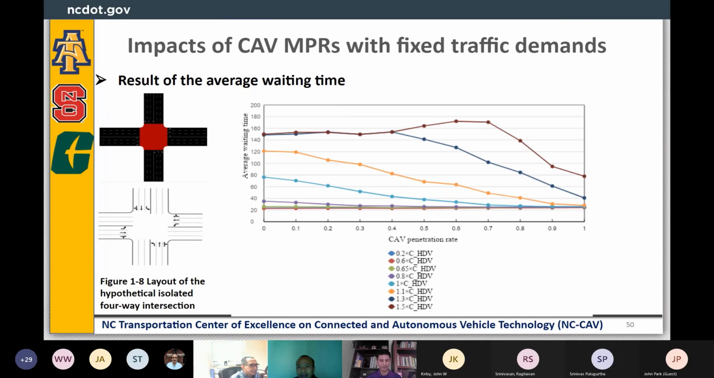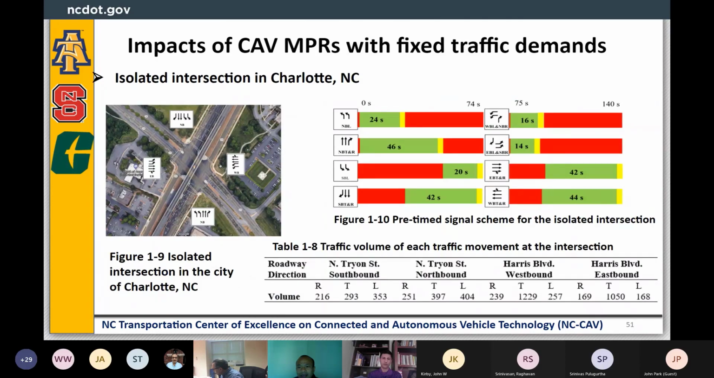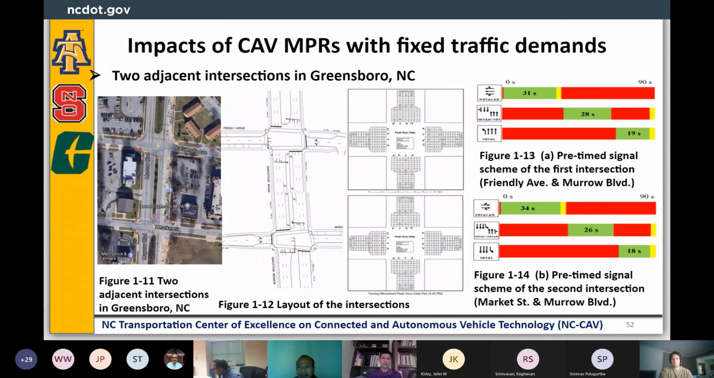Yes, I'm 50. Okay, so we are currently working on an isolated intersection in Charlotte here, another case study, which is a real-world case study. And then we are working on another intersection, 2 adjacent intersections in Greensboro, North Carolina as well. So that's pretty much what I have. So I would like to turn it over to Daniel. Thank you.